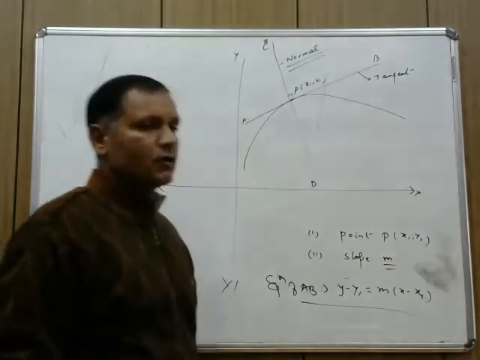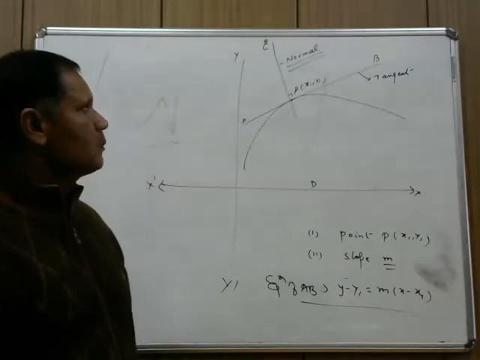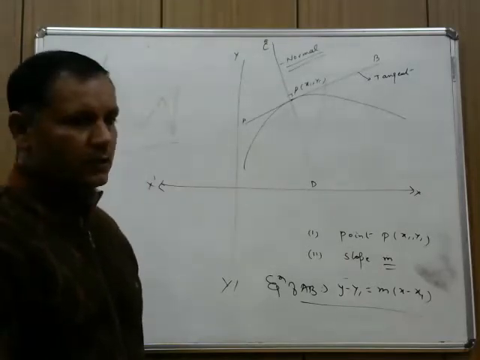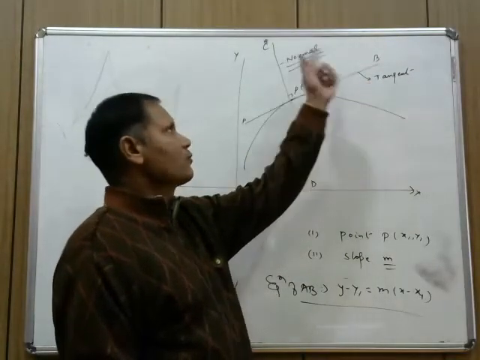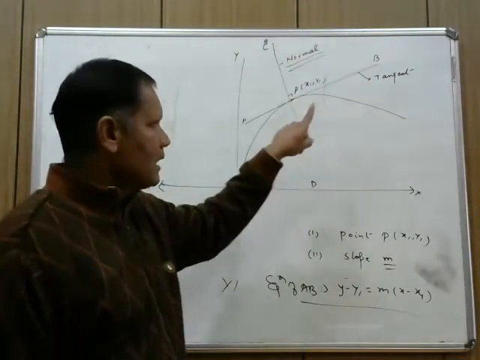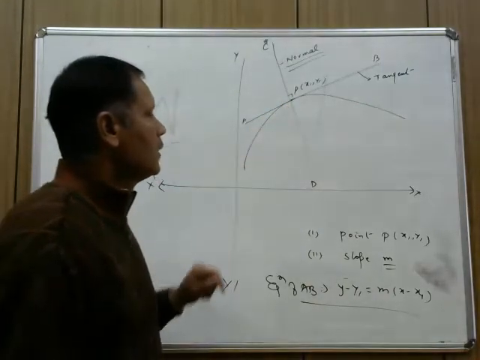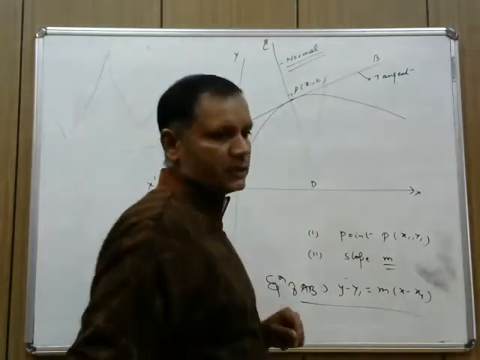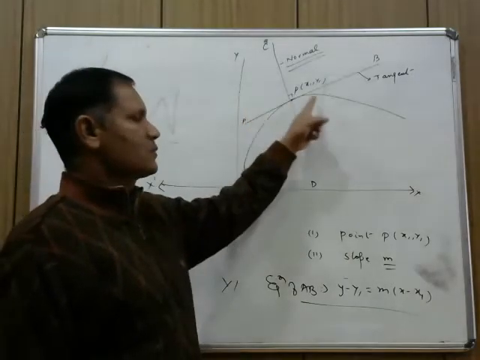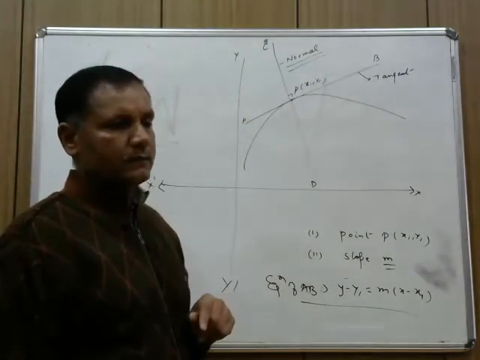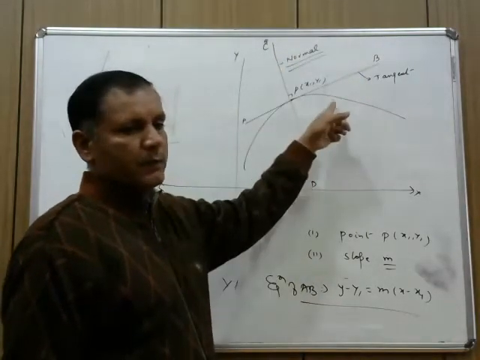It means what? Normal is a line which is perpendicular to the tangent. That is called normal. That means if we know the equation of tangent, we can find out the equation of normal. Normal also passes through the same point P (x1, y1), and we know that when two lines are perpendicular to each other, the product of their slopes will be equal to minus 1.